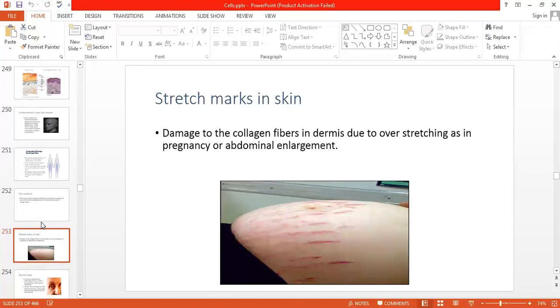Then stretch marks in the skin: damage to the collagen fibers in the dermis due to overstretching, as in pregnancy or abdominal enlargement. A person who has a big tummy has this type of lines on their stomach. And a pregnant woman has these lines on the stomach. We call it stretch marks in skin.